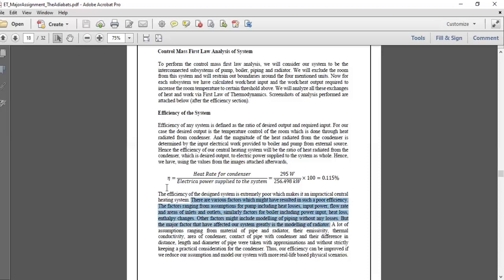Assumptions regarding heat losses, power consumption, temperature and pressure assumptions, substances, enthalpy calculation, modeling of piping and radiator were some of the many factors that we identified as the factors eventually resulting for this poor efficiency. Therefore, we can improve our efficiency by reconsidering more reasonable parameters for our analysis.